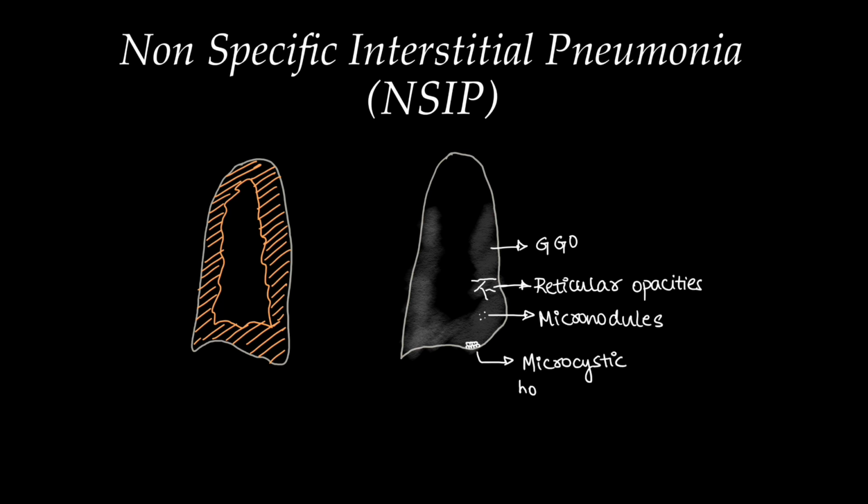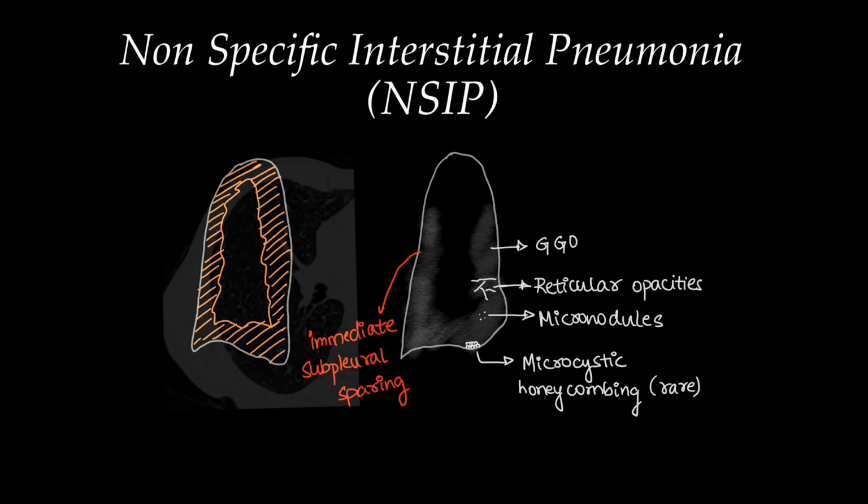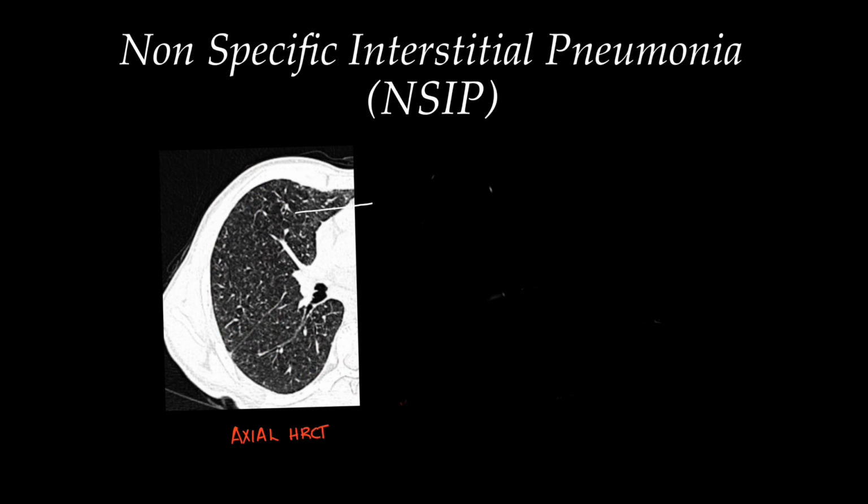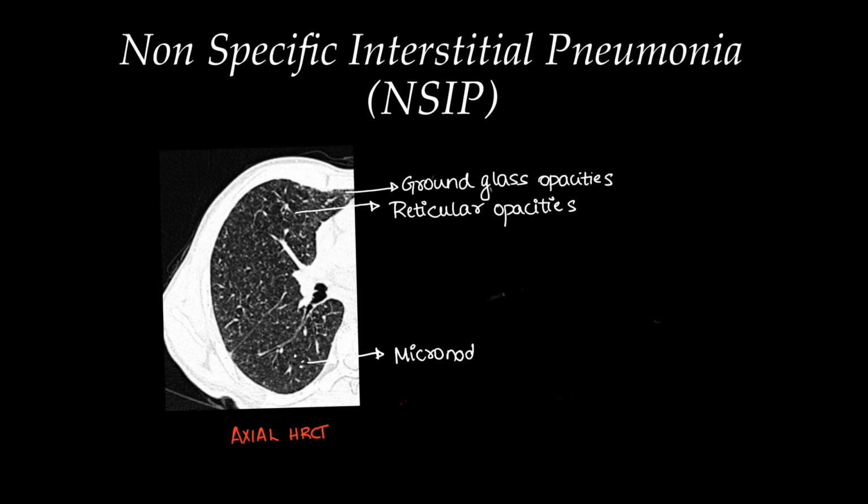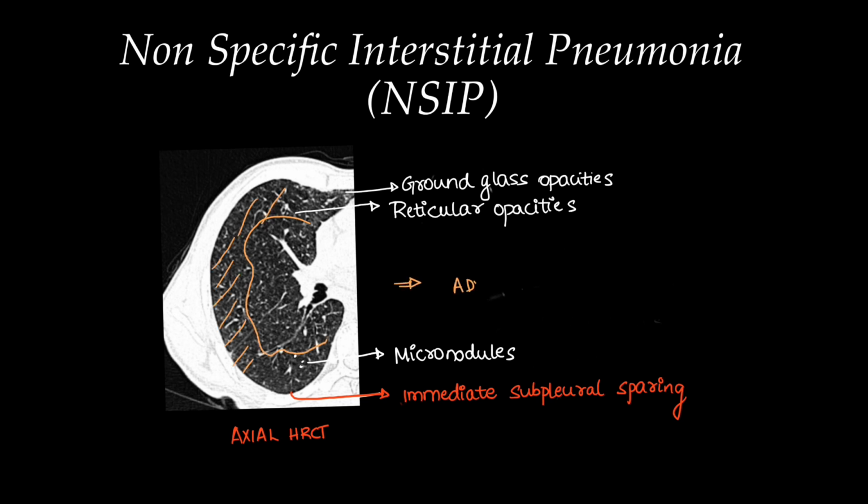Micro honeycombing can be seen in advanced cases, but a very classical feature of NSIP is immediate subpleural sparing. There is a thin line of normal lung tissue present. Axial HRCT image, here we can see reticular opacities, ground glass opacities, and micronodules. This is an advanced disease where the whole lung is affected. Classically, here we can see subpleural sparing, where normal lung tissue is present beneath the pleura.